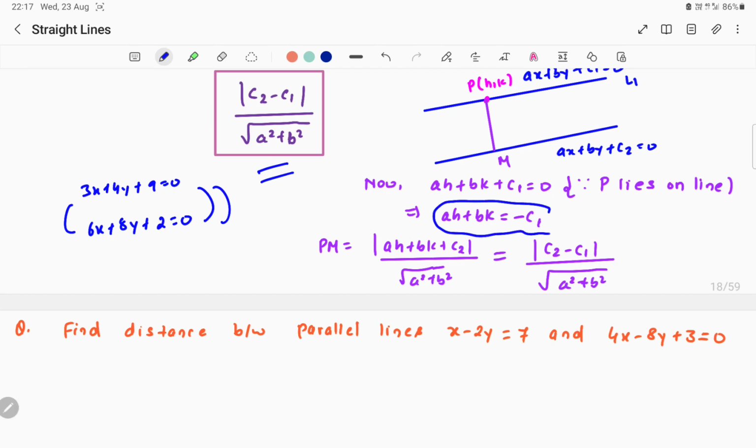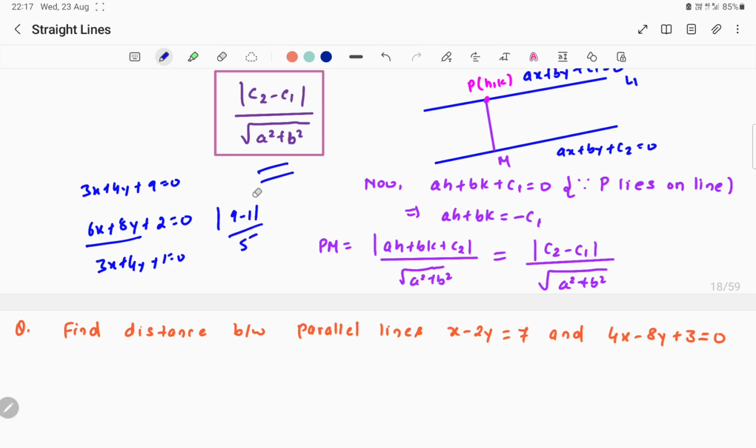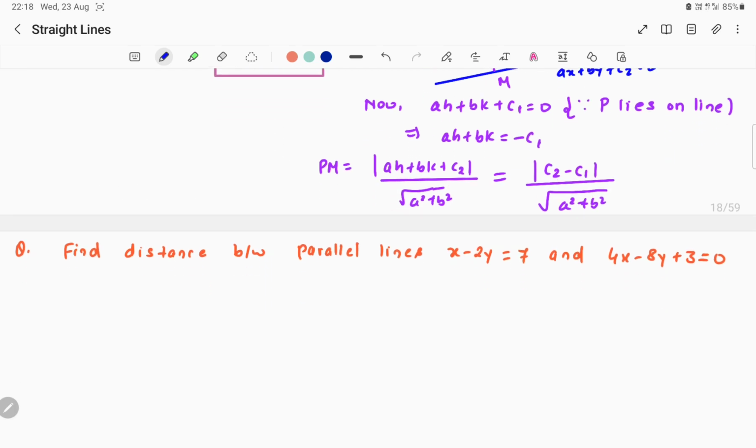Why will this formula not be applicable? Because the reason lies here. You have replaced ah plus bk equal to minus c1, isn't it? So here you are not getting ah plus bk, you are getting 2 times ah plus 2 times bk. Not much to get involved. What you should remember is that if you want to apply this formula, you have to ensure that the coefficient of x and coefficient of y in both the equations are correspondingly equal. Means first you divide this equation and bring it into the shape 3x plus 4y plus 1 equal to 0, and now apply the formula, which will be 9 minus 1 divided by 5. So the answer will be 8 by 5. Please make sure you remember this. There is a possibility that you may miss out and commit a mistake.